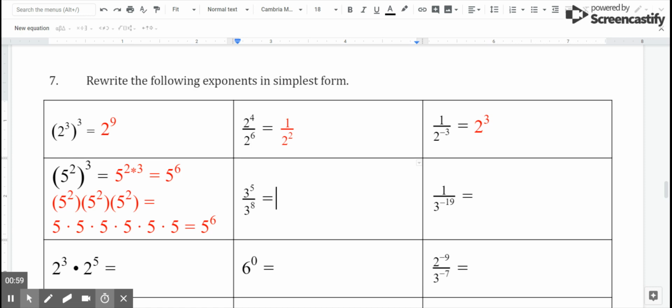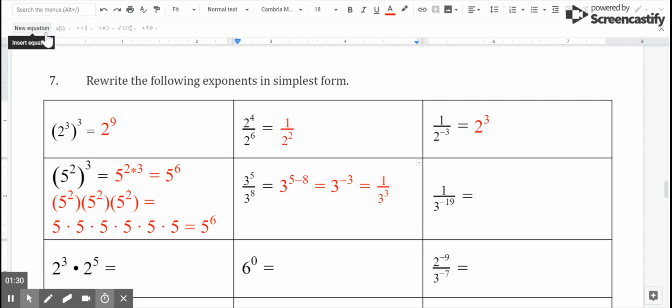Let's look at the middle column, 3 to the 5th over 3 to the 8th. I could use my strategies for dividing exponents with the same base, which say that if I have the same base and I'm dividing our powers, I could just take 3 raised to the 5 minus 8 power. That simplifies to 3 to the negative 3 power. And I can't leave my answer in that form because I've got a negative power, so I would want to write that as 1 over 3 cubed.